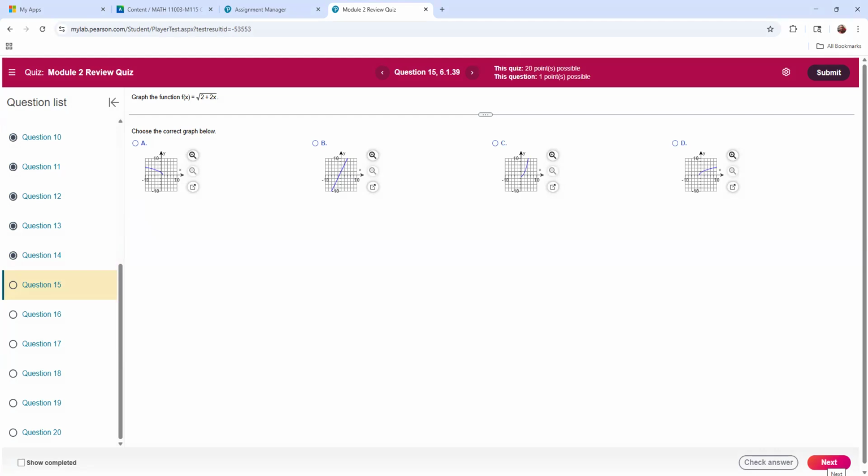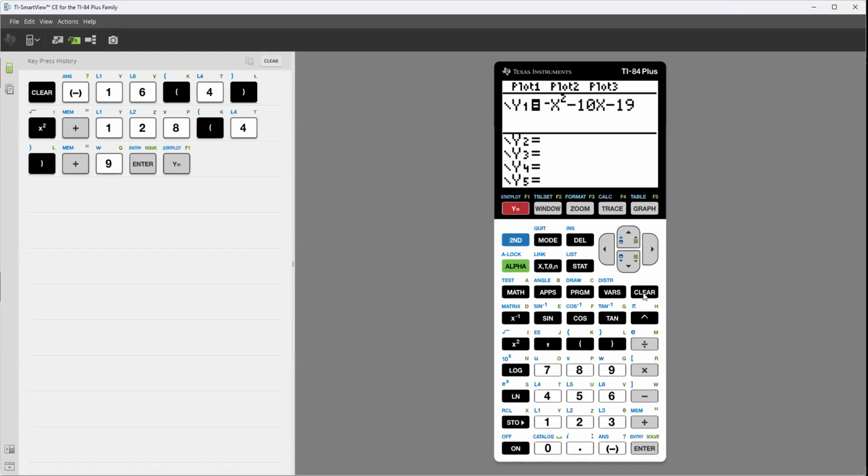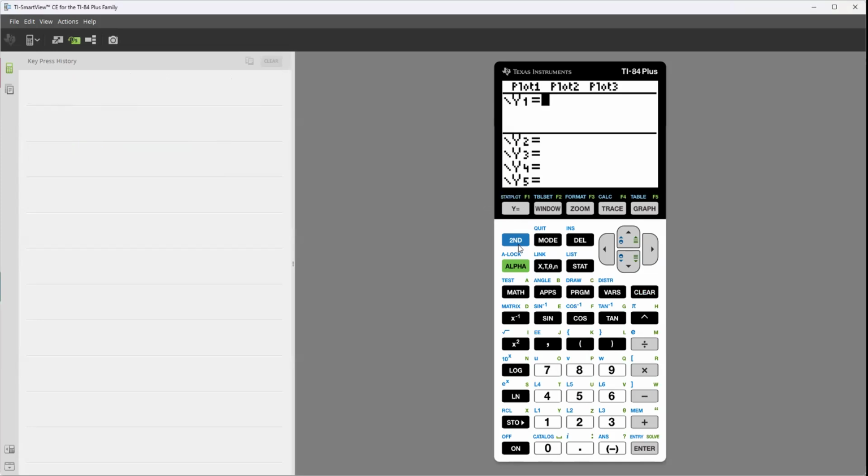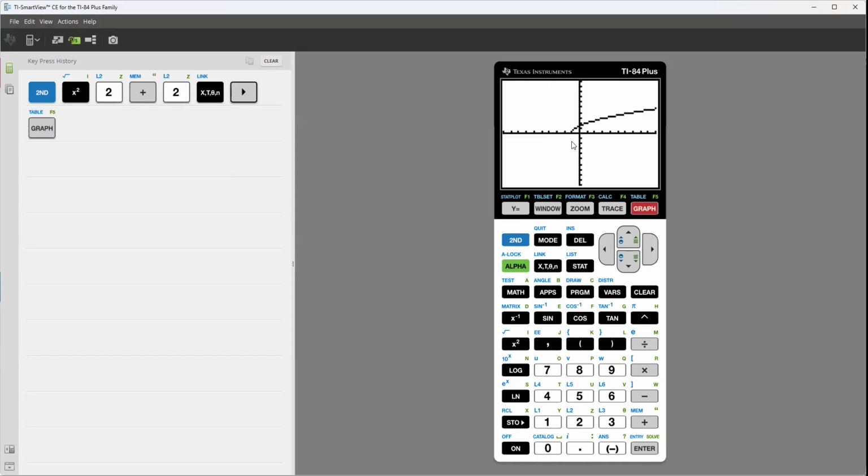All right, so y'all, I'm just going to go to my calculator and graph that real quick. I'm going to go to y equals and clear that off. So I had square root, so that'd be second x squared for your square root. And then I had 2 plus 2x. All right, y'all, so all we need to know is the graph so we can pick one of the 4 pictures. So I'm going to hit graph. And it's just a little uphill line going to the right.